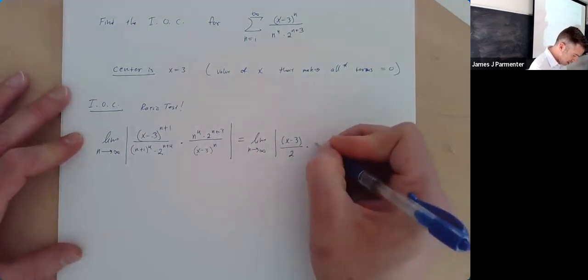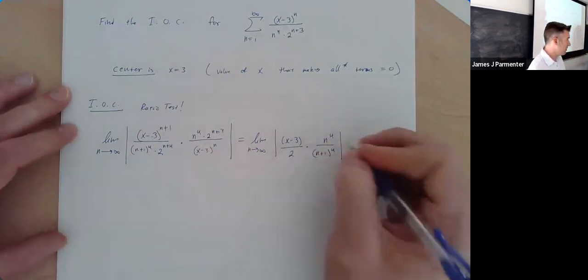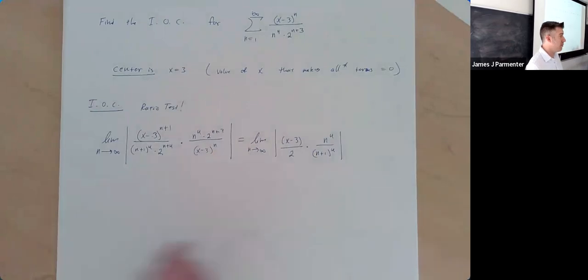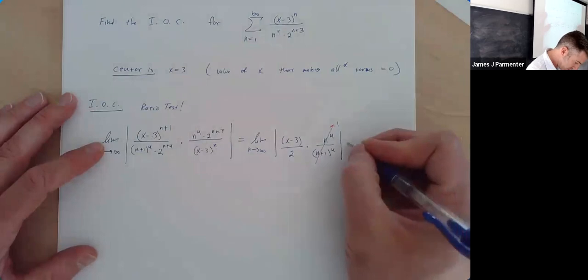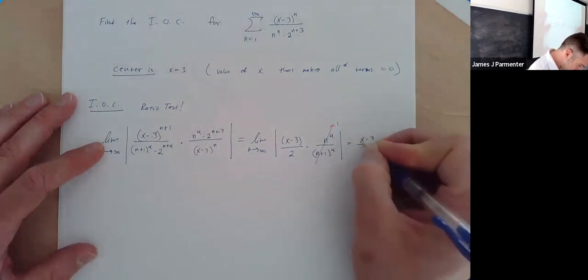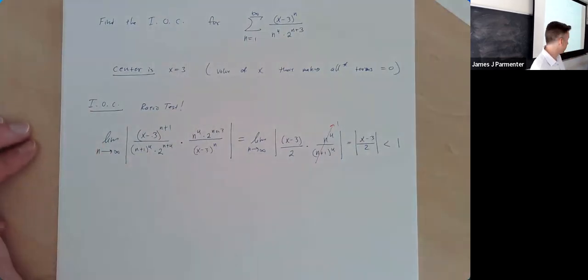And then n to the fourth over (n plus 1) to the fourth, the limit of that's just going to be 1. If you have powers of n, they almost always end up canceling each other out, for lack of a better term, when you take the limit, because you're going to have some constant times n to the highest power over essentially the same constant times n to the same highest power. The limit of that kind of thing is always going to be 1. So this goes to 1, ending up with the absolute value of (x minus 3) over 2 less than 1. Because it has to be less than 1.